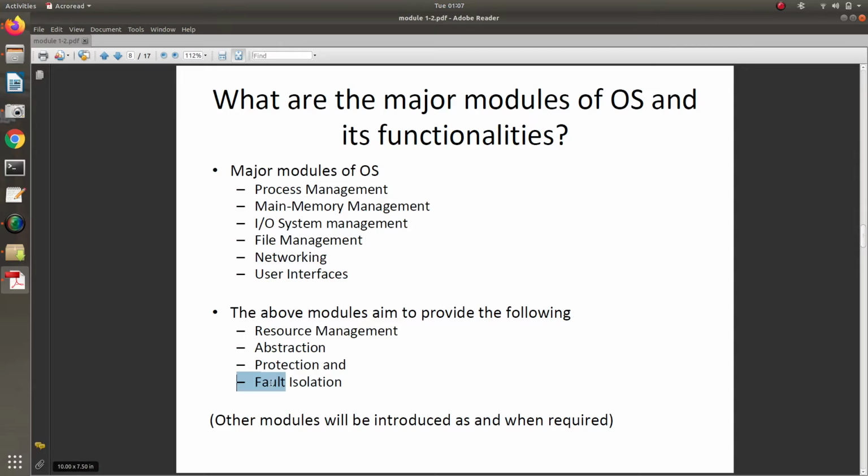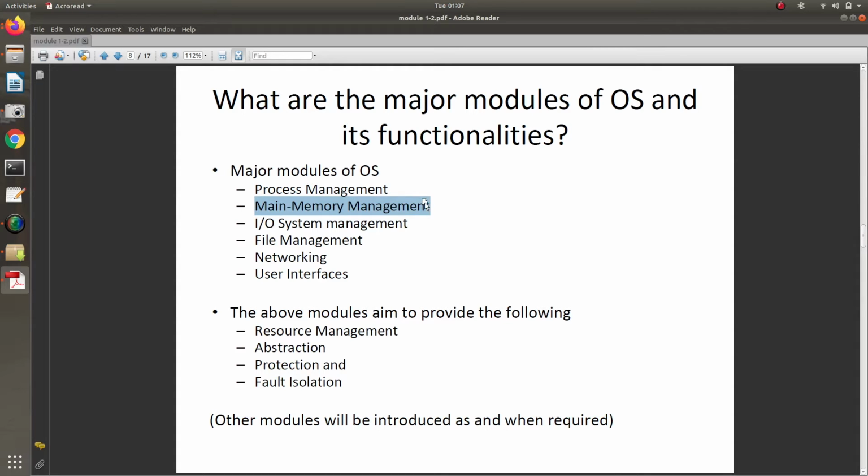Fault isolation. The operating system should be able to understand where the problems are happening and it should be able to solve them. Now, these are the main functions, and these functions are provided by these modules of the operating system. The process manager, which ensures that all the processes get executed properly.